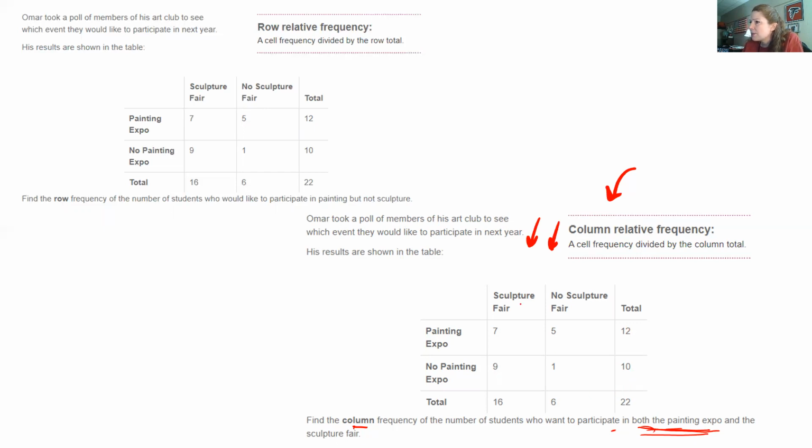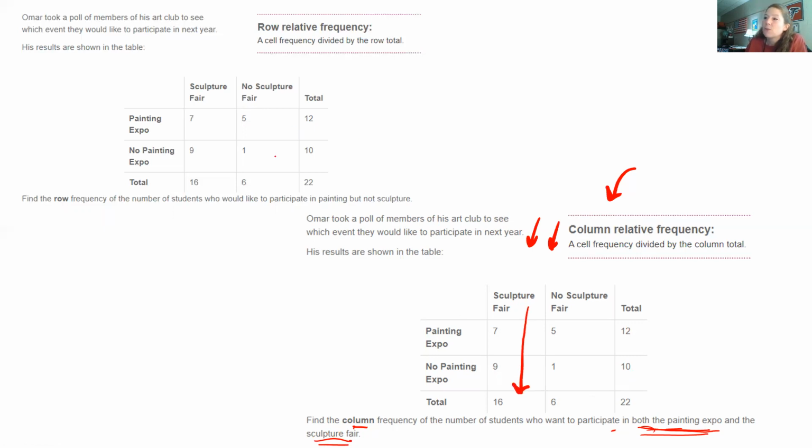Wait, that's not one of our columns. Since our column is not painting expo, our column is sculpture fair. So I need the total number of students who are going to participate in the sculpture fair. That means I'm going this way.